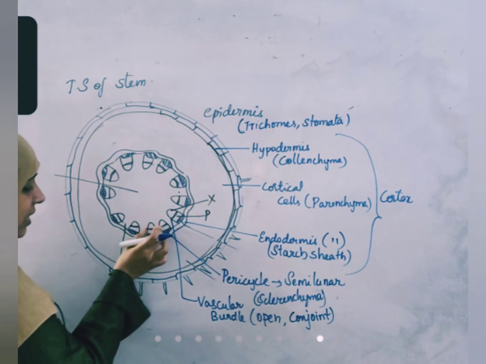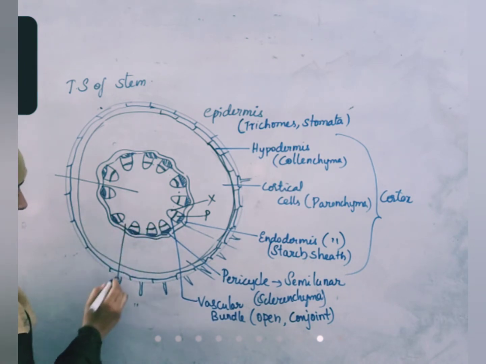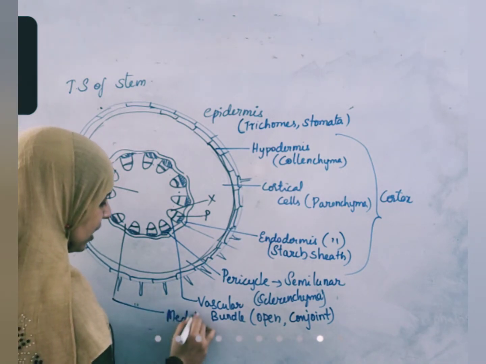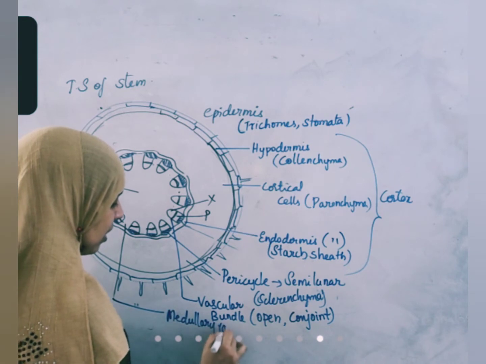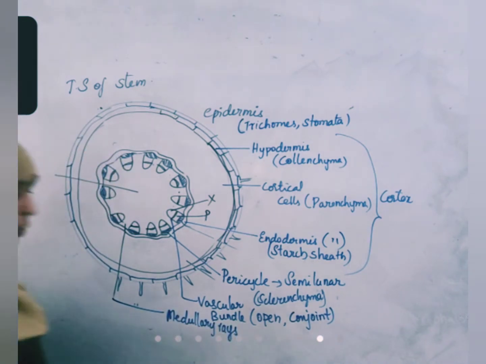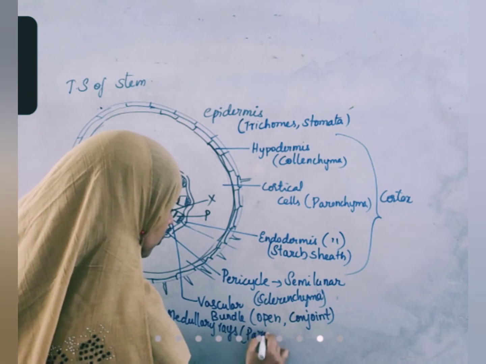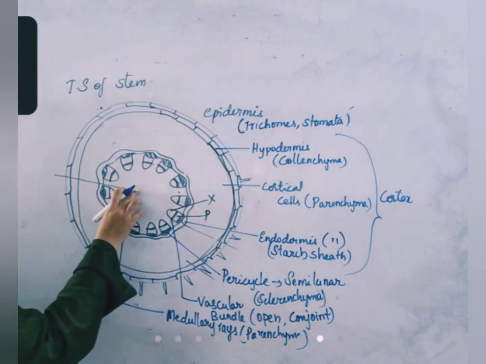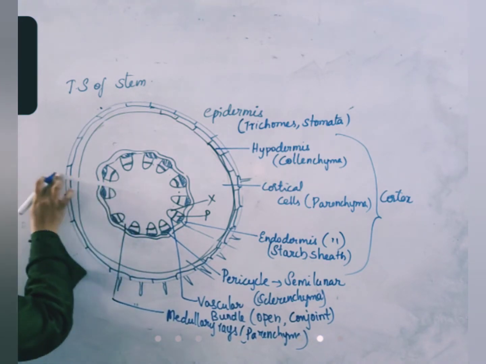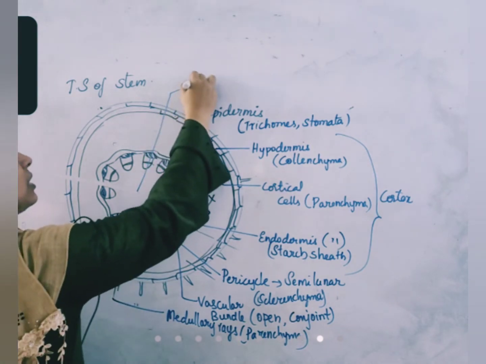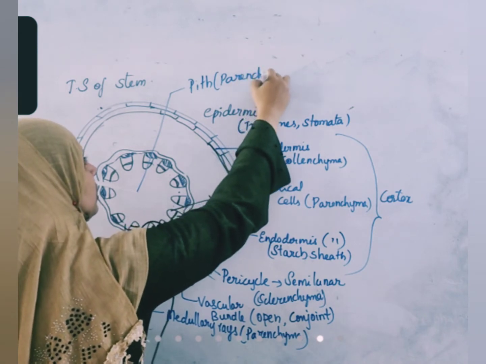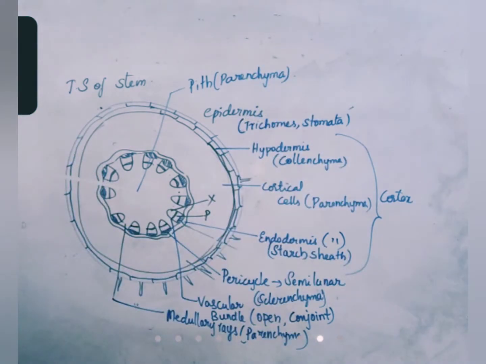After that, between this vascular bundle, there is some space. This space is filled with parenchyma cells called medullary rays. It is made up of which tissue? Parenchyma tissue. Next, in the center, the central tissue is called as pith. What is pith made up of? Parenchyma only. Okay, that is about the layers of dicot stem.